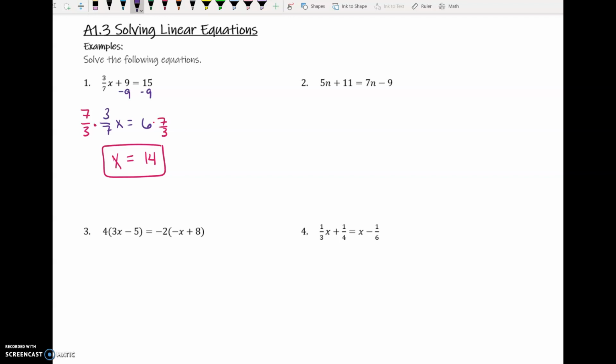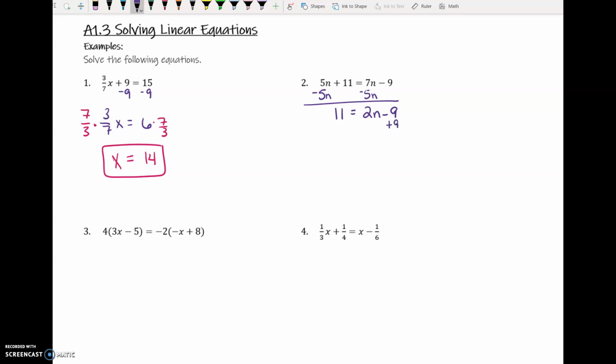In number 2, we need to get all of the n's on the same side and all of the numbers on the other. And I like to not have negatives if I don't have to. So I could subtract 5n on both sides, or I could subtract 7n on both sides. It does not matter, except this way I'm going to end up with a positive 2n instead of having a negative 2n on the left side.